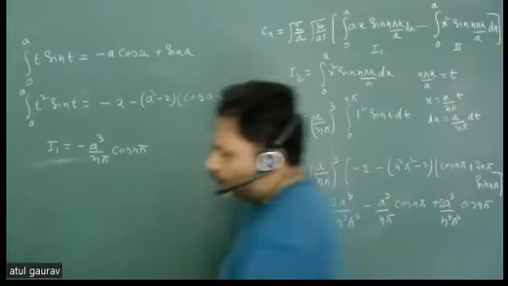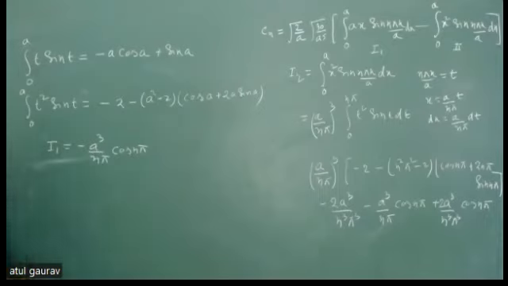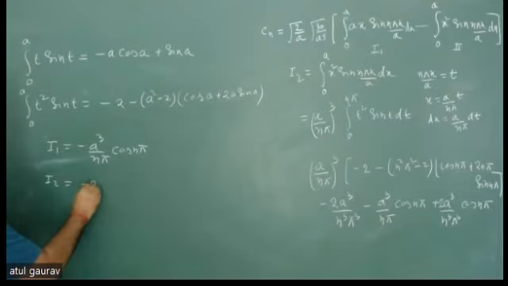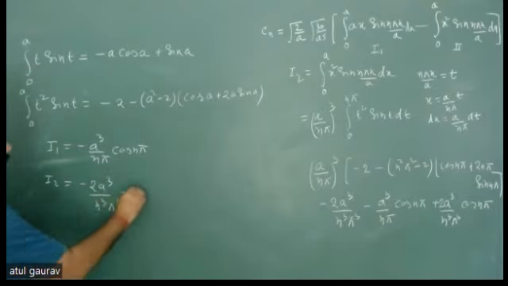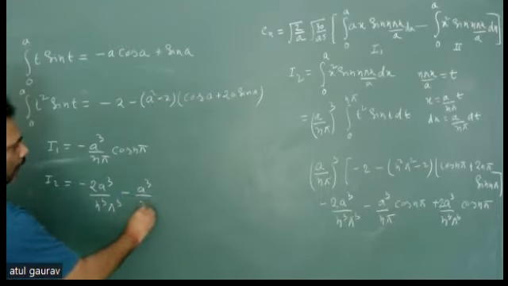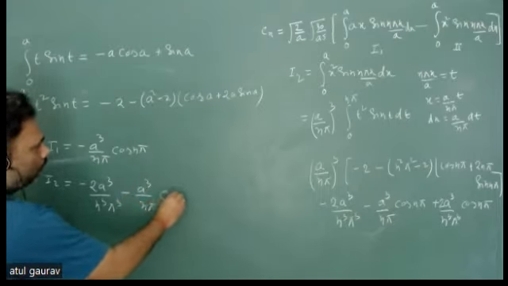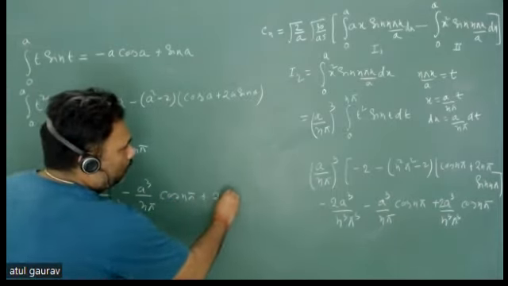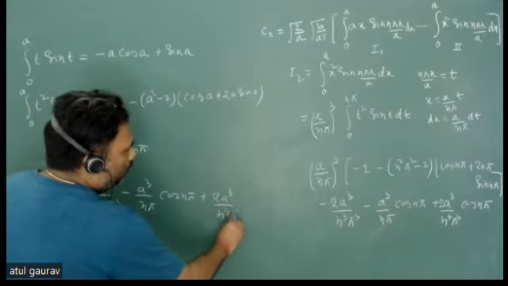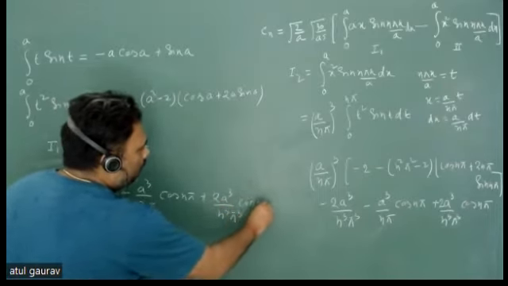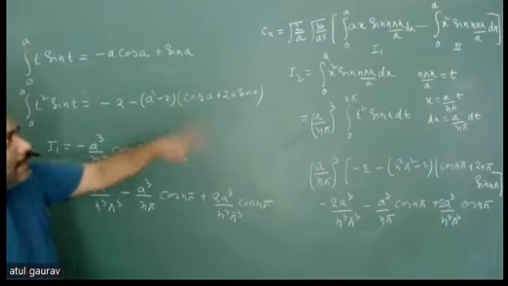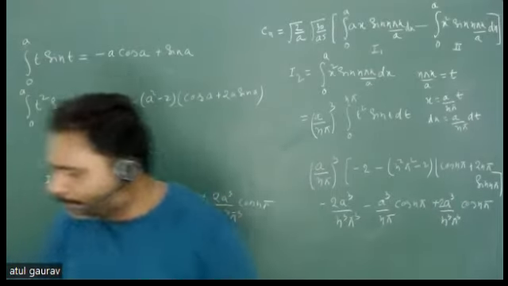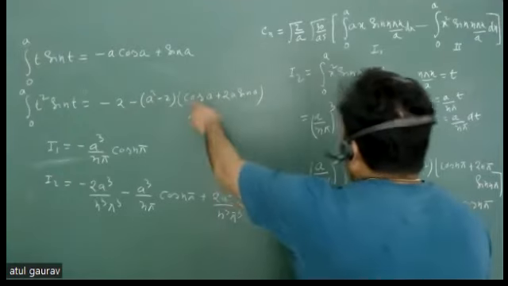So what is my I2? So we have -2a cube upon n cube pi cube minus a cube n pi cos n pi plus 2a cube upon n cube pi cube cos n pi. So we have done this integration. Now the next part will come here. Okay. So now I can remove all this.